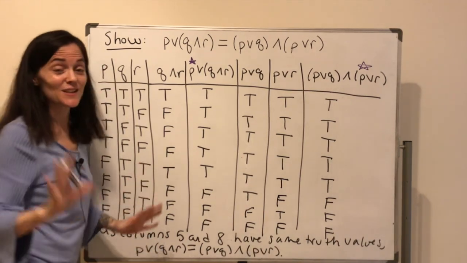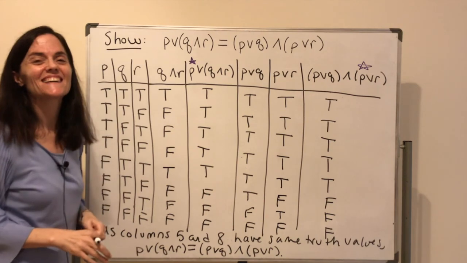We did this truth table. We had 8 rows, right? And thank you.